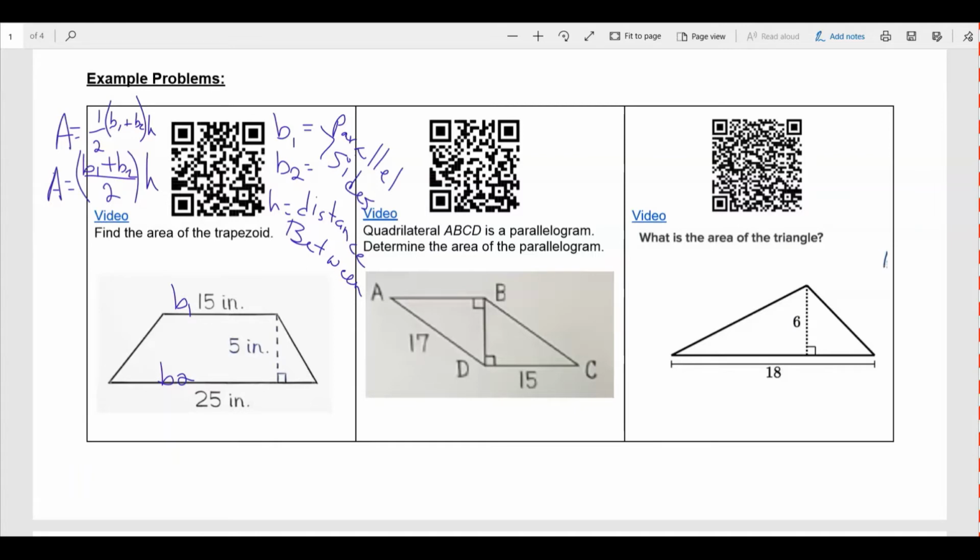It will often be represented as a dashed line, or if it is this type of trapezoid, which is a right trapezoid, the height would be that one. Okay? So it's basically the line that is perpendicular to both bases. So this is my H. So we're going to make our list and go ahead and do this problem.